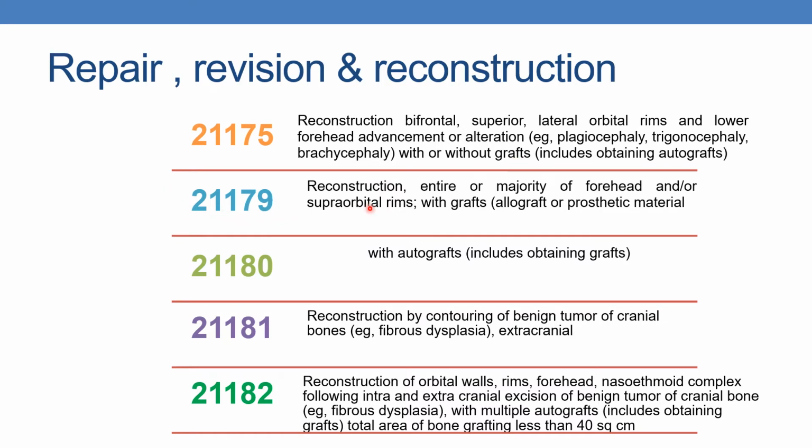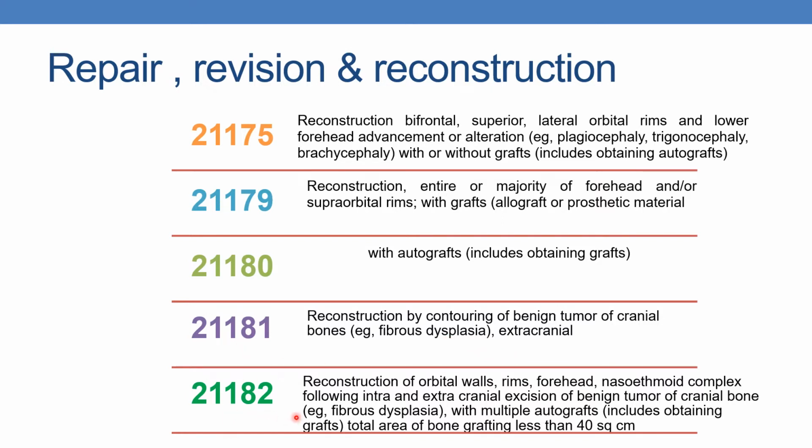The next is 21179. It deals with reconstruction entire or majority of forehead and or supraorbital rims with grafts. Example allograft or prosthetic material. The next is 21180. Reconstruction entire or majority of forehead and or supraorbital rims with autografts. Next is 21181. Reconstruction by contouring of benign tumor of cranial bones. For example, in case of fibrous dysplasia, extracranial.